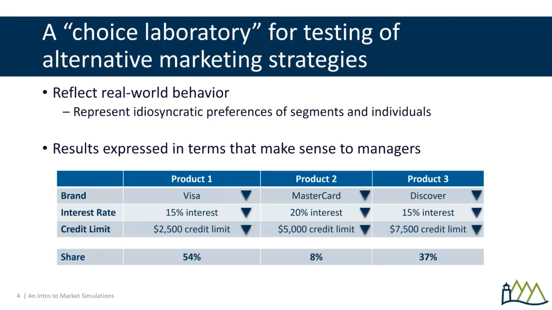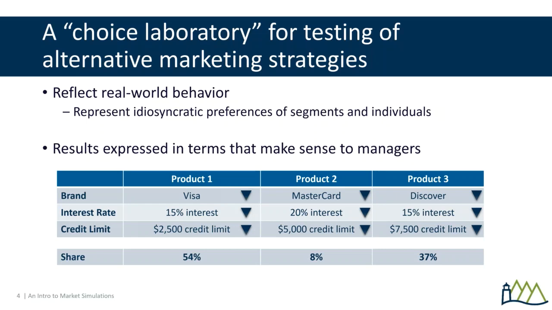So a bit of background. We like to think of the choice simulator as a choice laboratory for testing a bunch of different marketing strategies or product offerings or service bundles. And the greatest part about the market simulator is that it can reflect real world behavior, right? Because we're getting individual level utilities that convert into these shares of preference that are really actionable and make sense to managers.